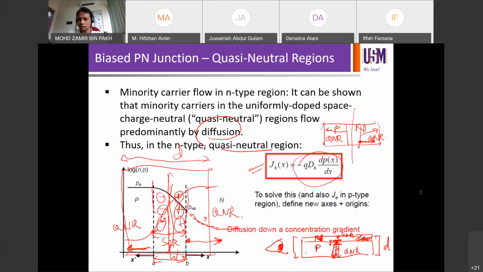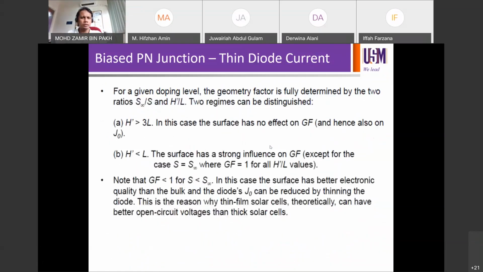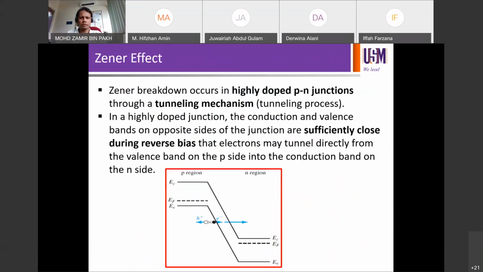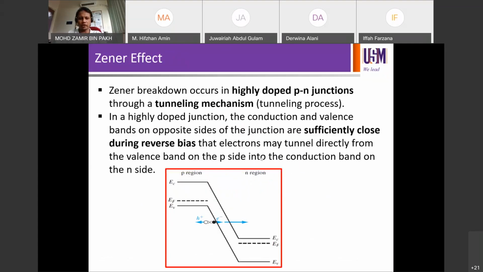So the question you ask, reverse bias. Yes, ada device yang pakai reverse bias. We're going to see later on. Okay. Ada device yang based on reverse bias. Most that we know is based on forward bias, tapi ada yang pakai reverse bias. We're going to see, I think, at the end of this, the Zener effect. We're going to see the Zener effect later on about reverse bias. So we're going to see what happens when we apply so much reverse bias.